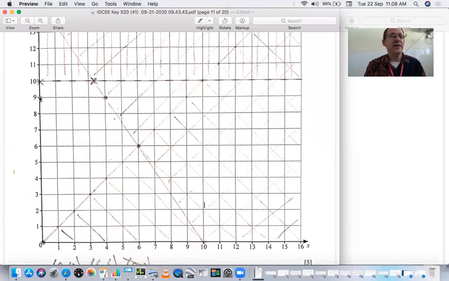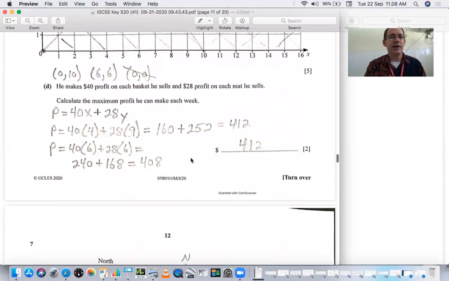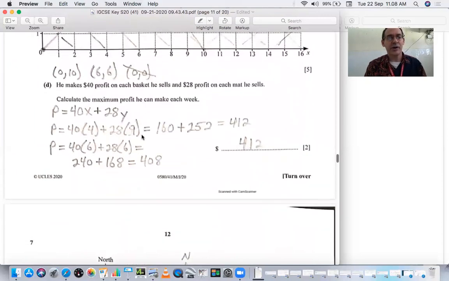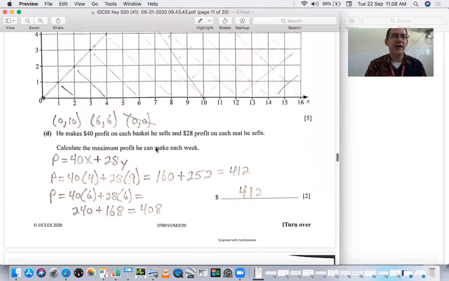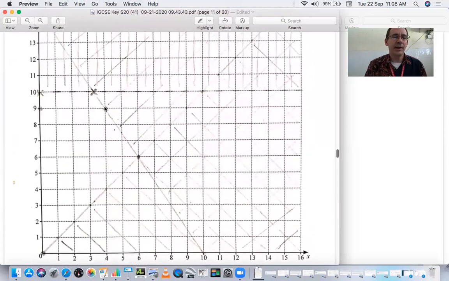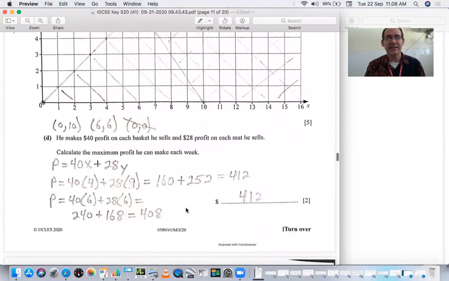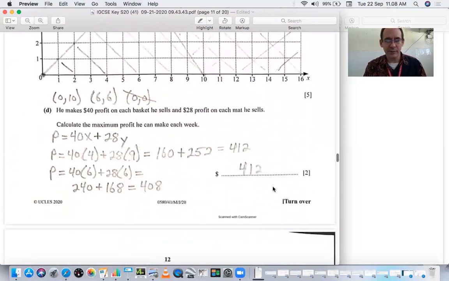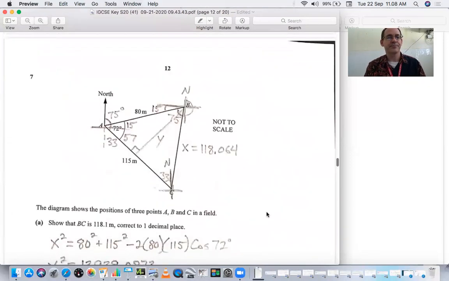So you go to this point here, and our 6, 6. So this one is 4, 9, this is 0, 9, 4, 9, and 6, 6. And you plug those in. Here's 4, 9, and you get 412. 6, 6 gives us 408. So the 4, 9 is our highest point away here in this direction. It gives us our maximum value of 412, the maximum profit that we can make within our feasibility region.